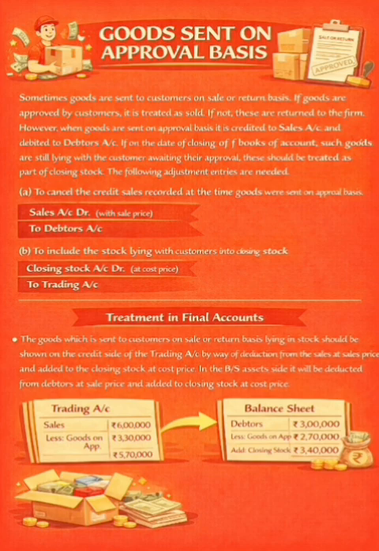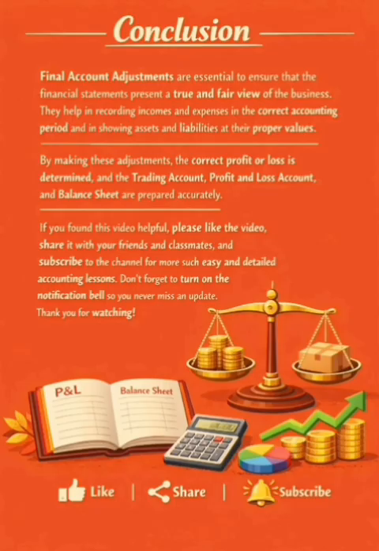Final account adjustments are necessary to ensure that the financial statements show a true and fair view of the business. They help in recording incomes and expenses in the correct accounting period and in presenting assets and liabilities at their proper values. By making these adjustments, the correct profit or loss for the year is ascertained and the trading account, profit and loss account, and balance sheet are prepared accurately. A sound understanding of these adjustments is therefore essential for correct accounting and examination success.